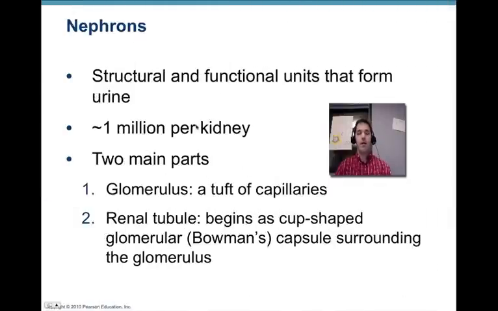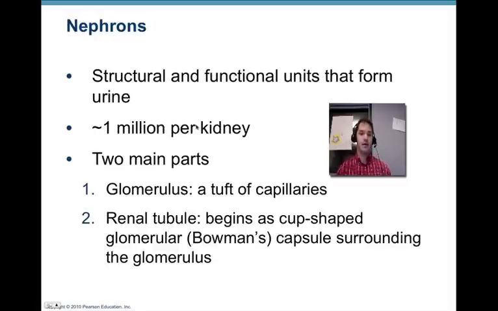Okay. So microscopically, our kidneys are made up of these tiny, tiny structures called nephrons. And they are what does the filtering of our blood. They're the functional units that make urine. And we have a lot of them, about 1 million per kidney. So we have about 2 million in our body.